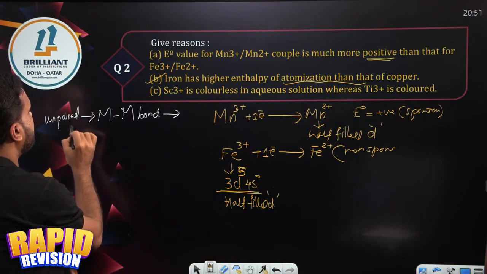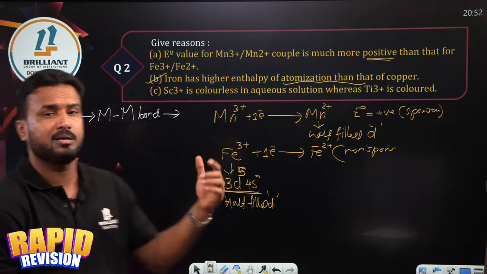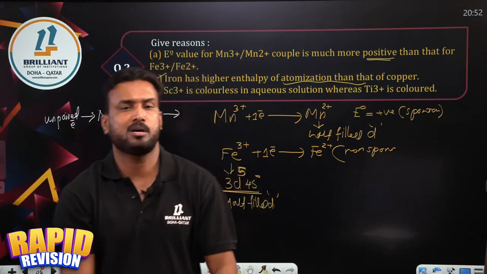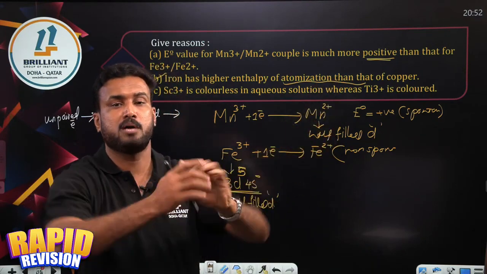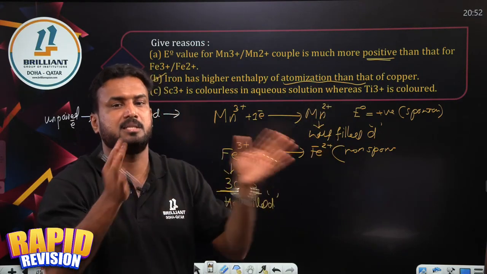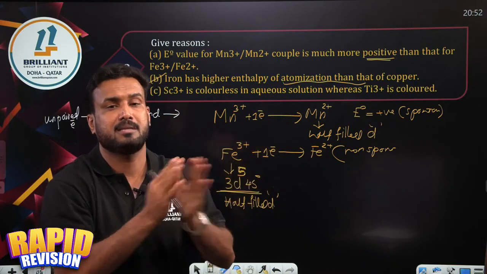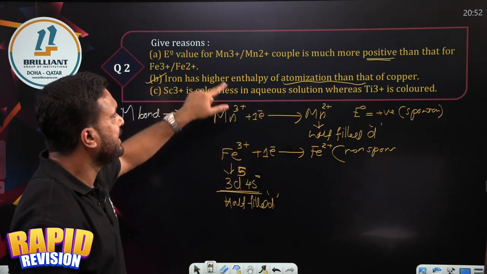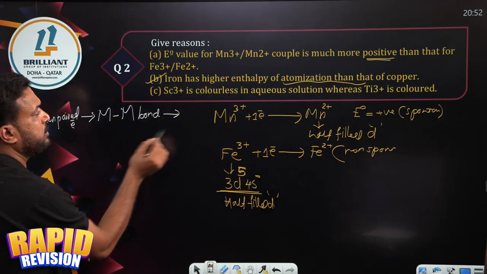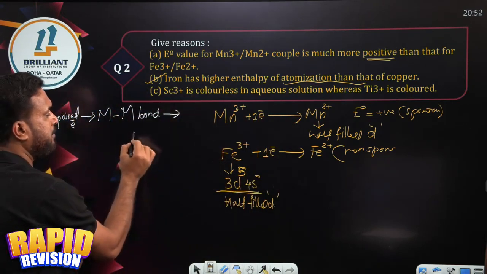More number of unpaired electrons means what? A stronger metal-metal bond. A stronger metal-metal bond means you have to supply more energy to separate these metal atoms. That is called enthalpy of atomization. So what you need to tell? Iron has higher enthalpy of atomization because iron has more number of unpaired electrons.